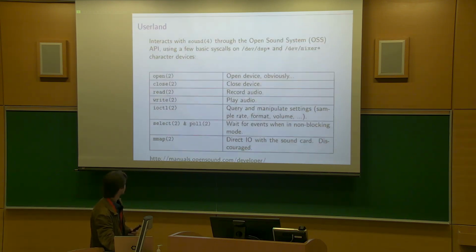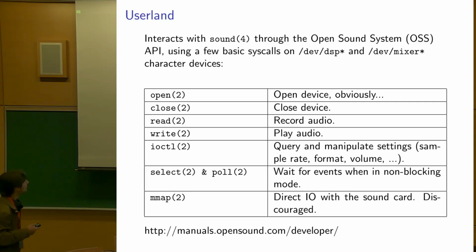So userland, okay. So userland, how it works is really simple. You just use basic syscalls, open, close, read, which interact with, so the userland interacts with the open sound system, OSS. It's a kind of old API, but it's stable, it works. It has some problems, but if you compare it to ALSA or the Windows API, you'll see that it's really, really more elegant.